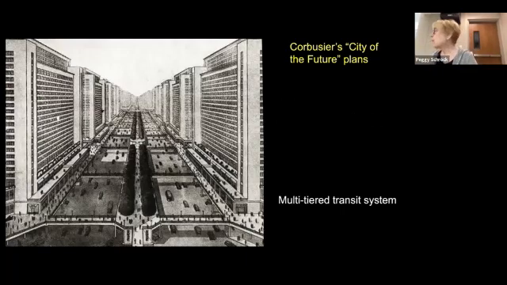We're going to look at some of his city plans for futuristic cities, which are, again, very much of the moment. This is actually a drawing he did of a city of the future plan with a multi-tiered transit system. One of the things he designed in his future cities are these multiple levels: subways below ground, a ground level, and then multiple terrace levels above that.